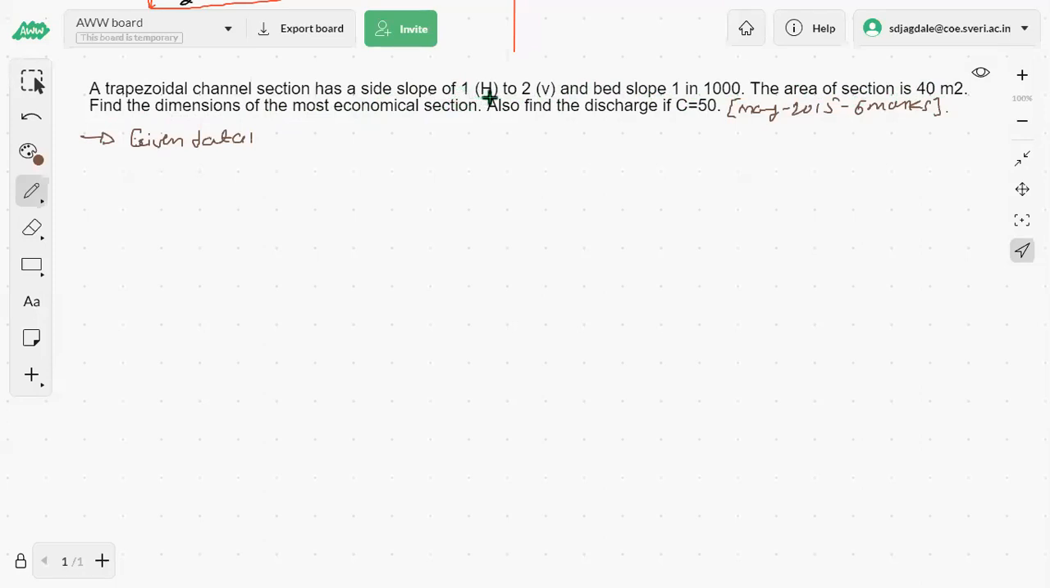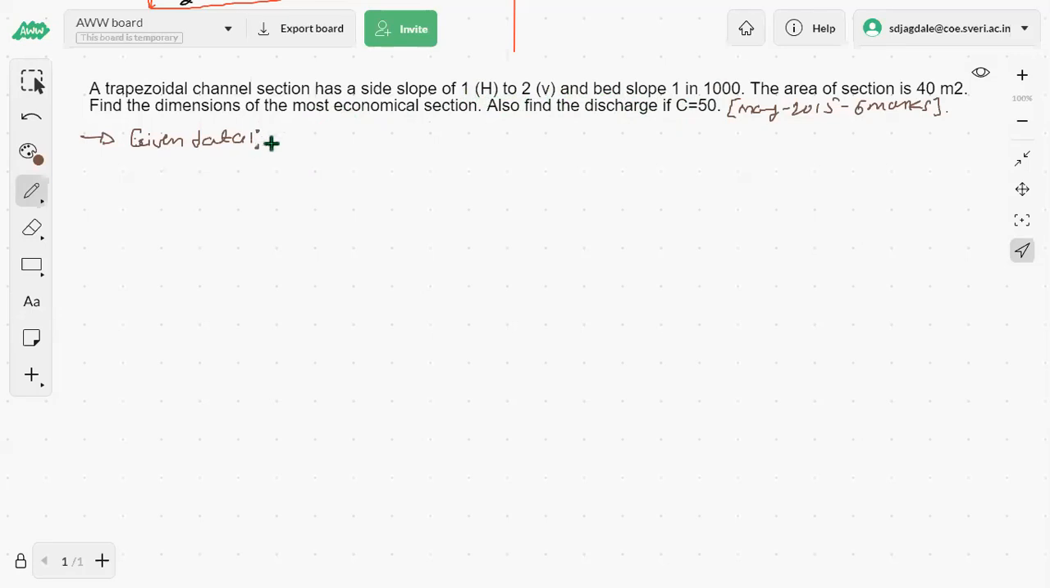If the area is 40 square meter, slope of the slanting edge as 1:2, bed slope as 1:1000, then they have asked what should be the B and Y. Flow depth, what is the flow depth Y? What is the top width, total top width, and the base width B we can say. Also they have asked to find out the discharge if the Chezy constant, that is C, is 50. Okay, so we'll go for the given data firstly.